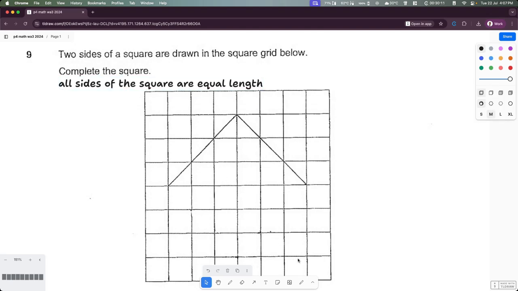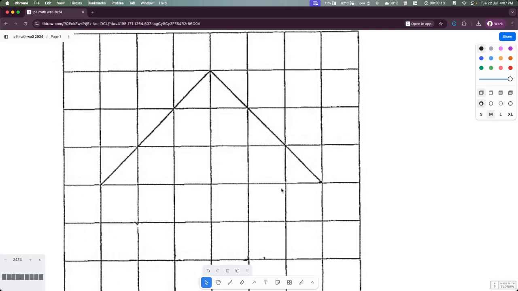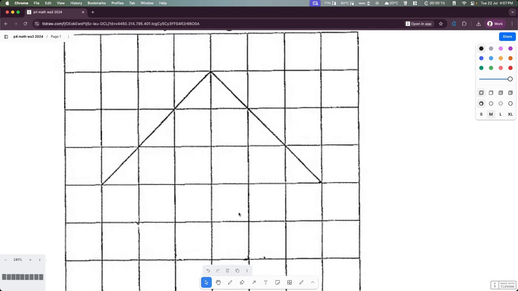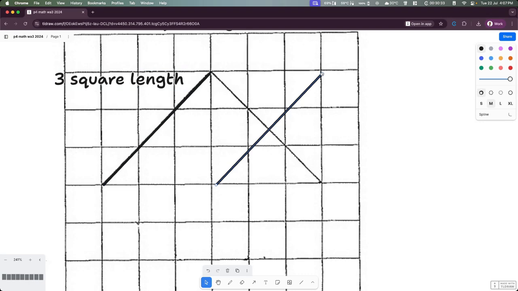Luckily for this, we actually have the sides over here. In a way, these sides are 3, so these are 3 square lengths. If one side is 3 square lengths, then the other side should also be 3 square lengths as well. So over here and over here as well.